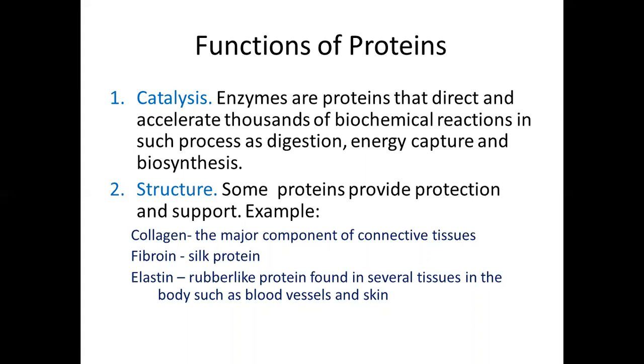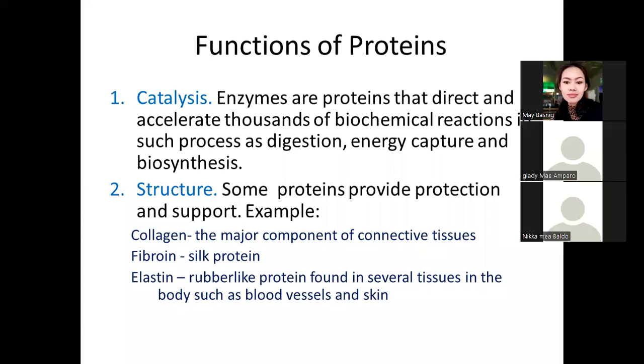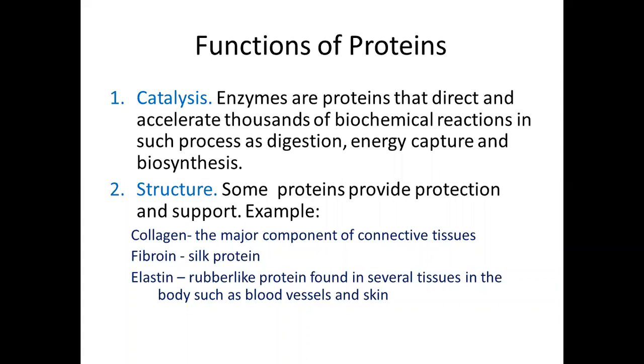The second function of proteins is structure. So some proteins provide protection and support. An example is collagen. Collagen is the major component of connective tissues, like the skin on your hands and feet. Those are made up of collagen. There's a protein there near the bones. Your bone structure is made up of collagen. It's the major component of the connective tissue.